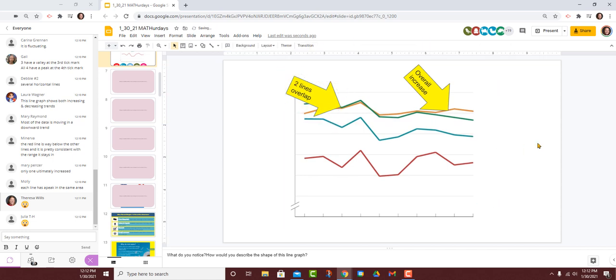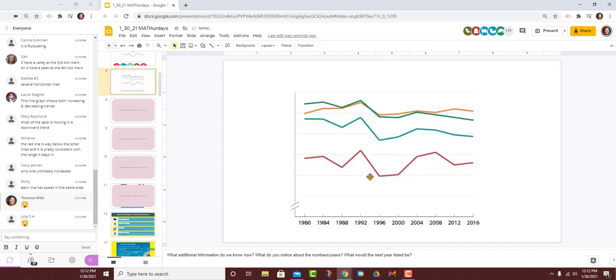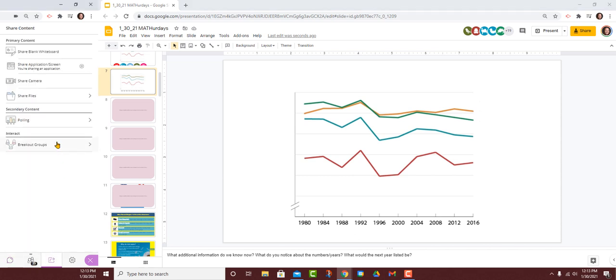Excellent. And we're going to continue with our chat waterfall. This graph is going to reveal some new stuff. Here we go. What additional information do we know now? And you might also tell us like what you notice about number of years. Go ahead and put your thoughts in the chat, but hold off on hitting enter.